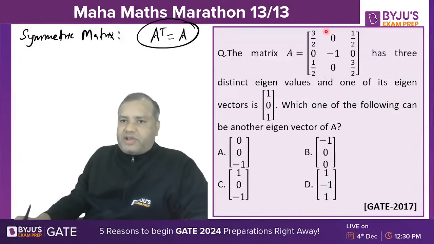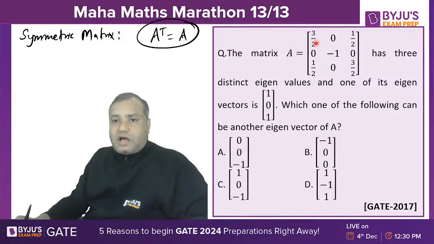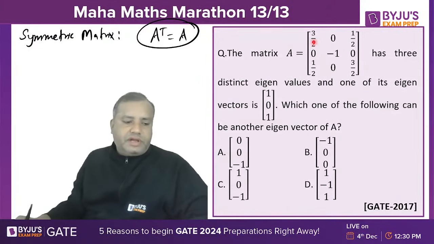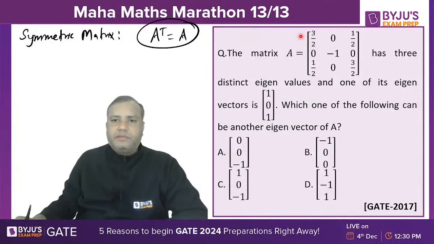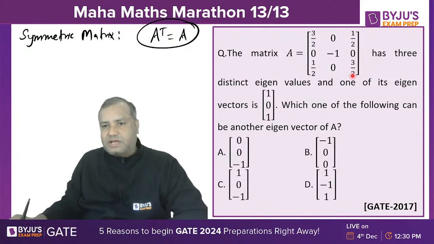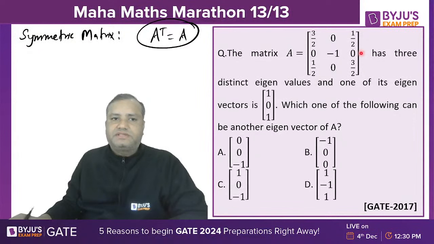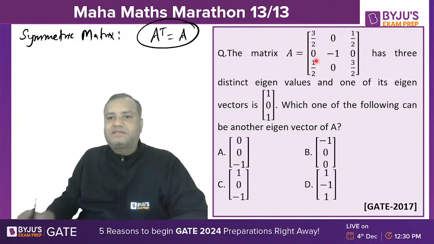So, is this matrix a symmetric matrix? Check it. Sir, how to take the transpose? Interchange rows into columns. Convert the first row into the first column. 3/2 0 1/2. Yes sir. Second row 0 -1 0. Yes sir. 1/2 0 3/2. Yes sir. So A transpose equals A. This given matrix is a symmetric matrix.